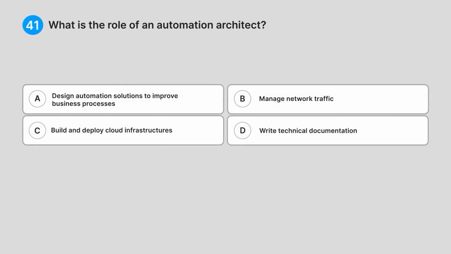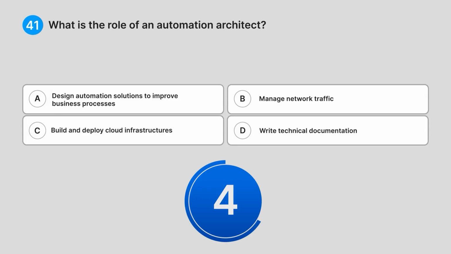41. What is the role of an automation architect? A. Design automation solutions to improve business processes. B. Manage network traffic. C. Build and deploy cloud infrastructures. D. Write technical documentation. Can you guess the answer?